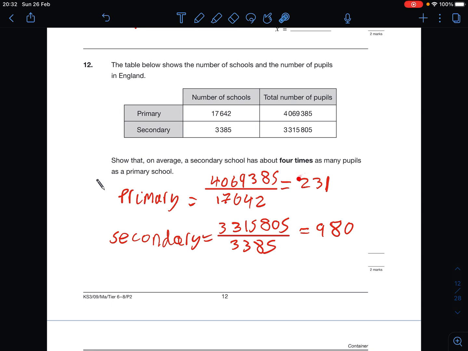So this is the number of students in each primary school, this is the number of students in each secondary school, so now I'm going to do 980 divided by 231, which is 4.24, so roughly 4 times the amount. Okay, you can't just assume that examiners are going to know that this is 4 times this. You have to show it by doing this number divided by this is close to 4. Okay.